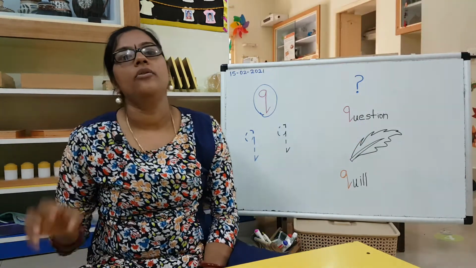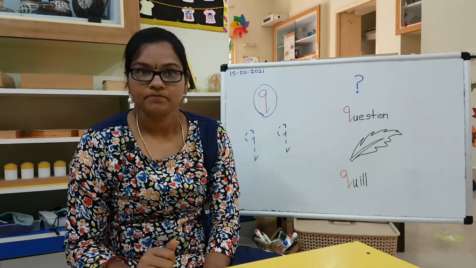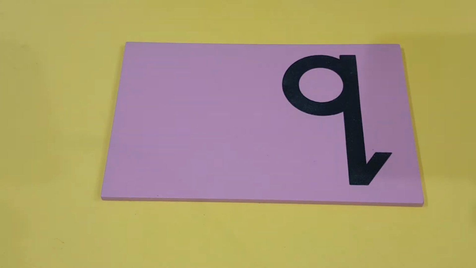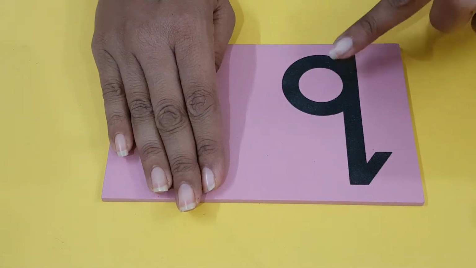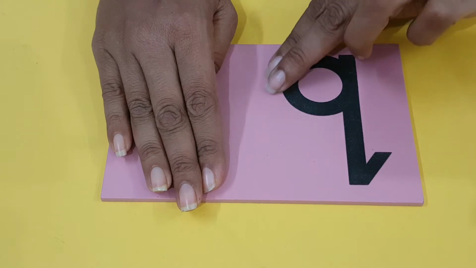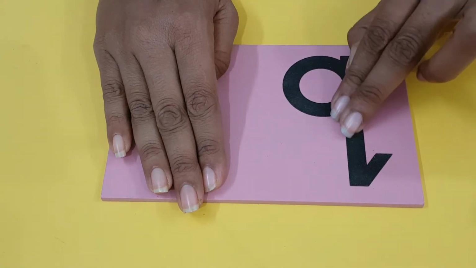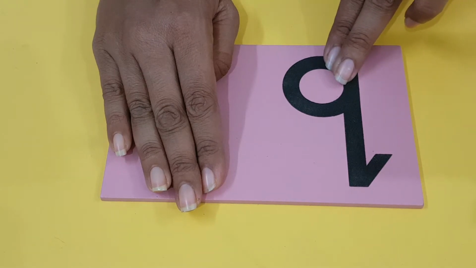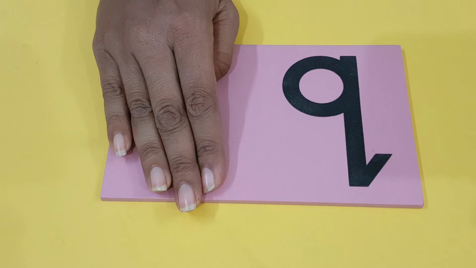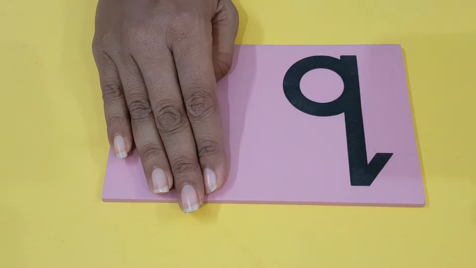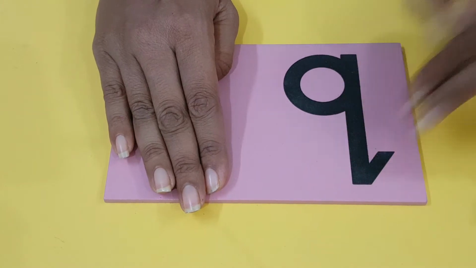Now we are going to see how to trace it on our sandpaper letter. Shall we go ahead and trace it? Come. So now we are going to trace qua. Hold it like this. Starting from here, it's like writing a, but we'll also draw a standing line. Starting from here, draw a circle and then draw a standing line and just a slanting line. Qua. I'll show it to you again. Shall I do it one more time for you? Qua.